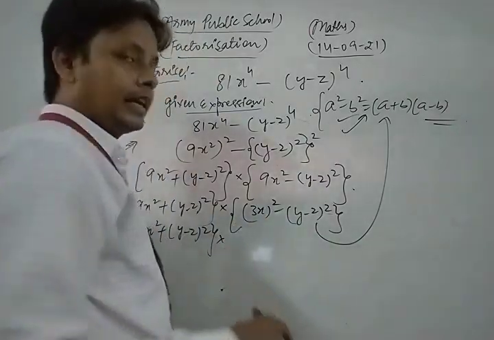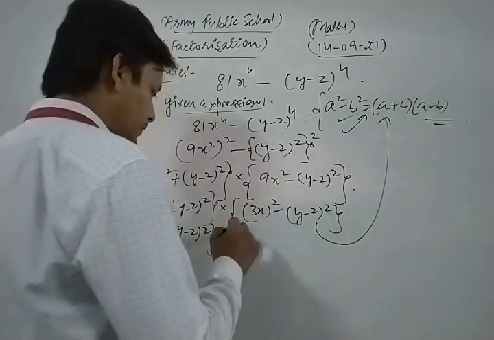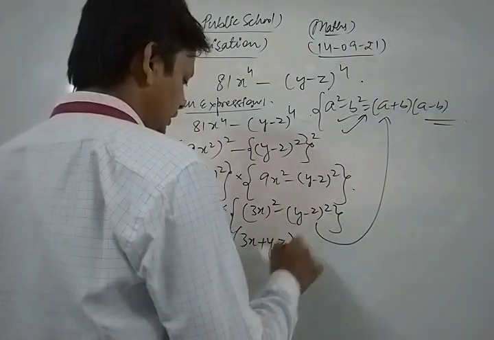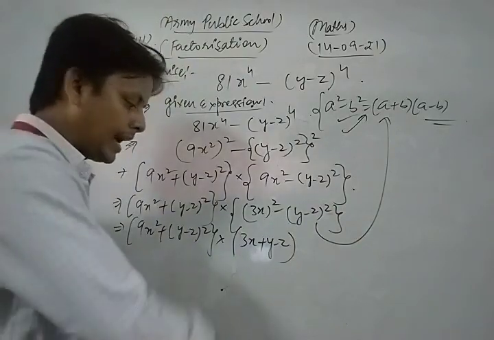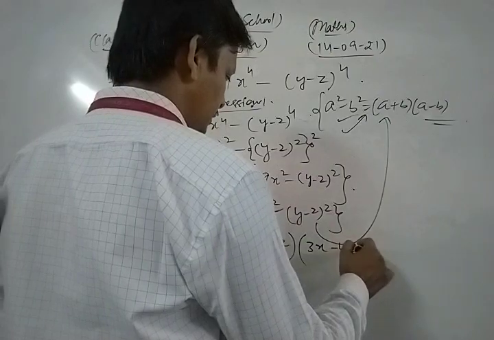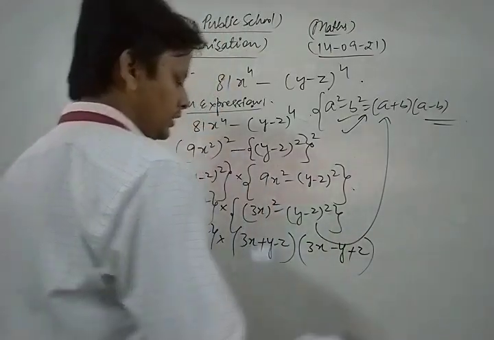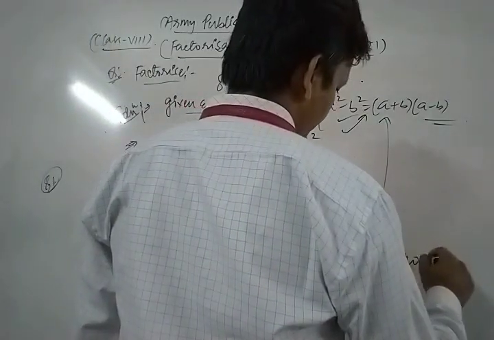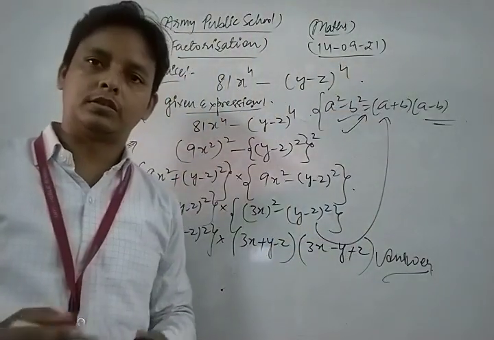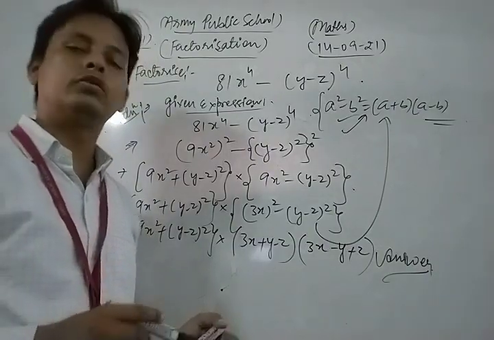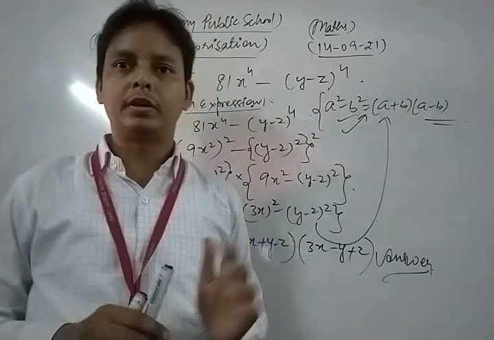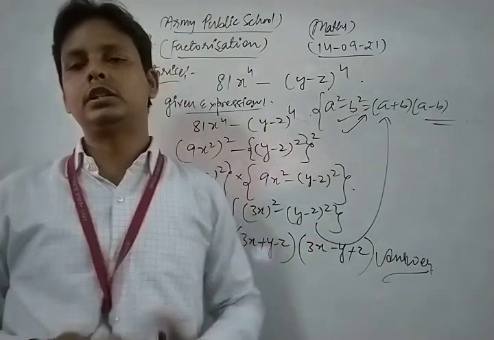So we write 9x square plus (y minus z) whole square, into, a plus b in one bracket. So a plus b means 3x plus y minus z, and a minus b is 3x minus y plus z in another bracket. So this is the required solution of the given question. In this way you can solve each and every question of your NCERT exercise based on the topic factorization by using the identity.